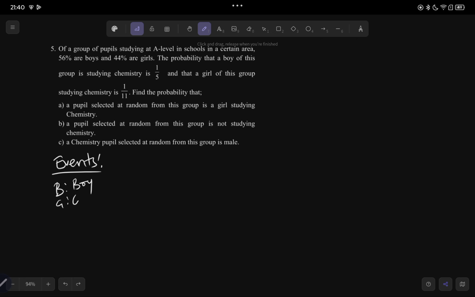She is a girl, or you can even make it be complement. C is chemistry, and because now C complement is not chemistry. So the boys and the girls are in a ratio of boys 56 over 100, 0.56, girls 0.44.